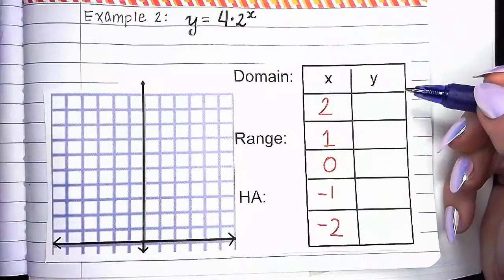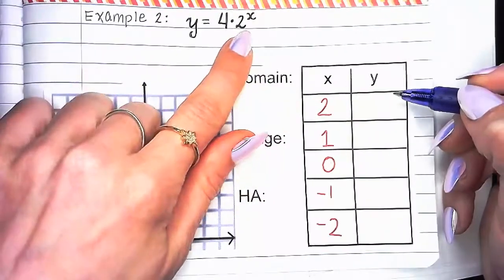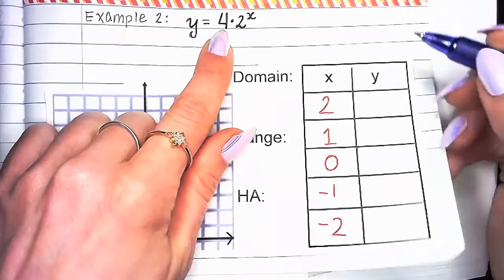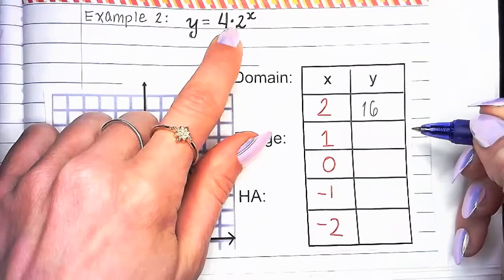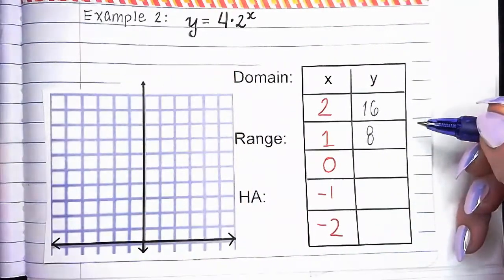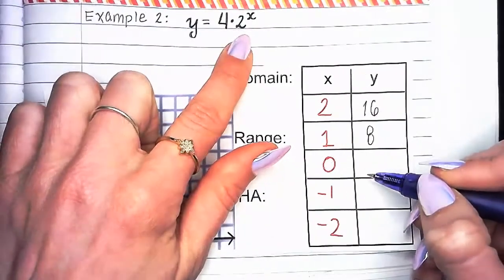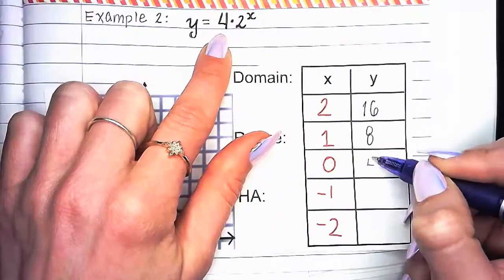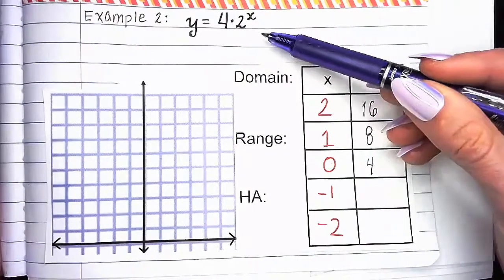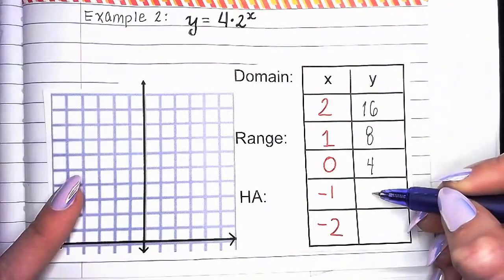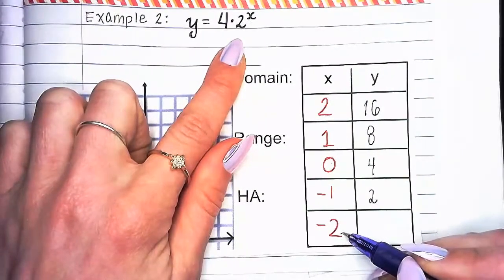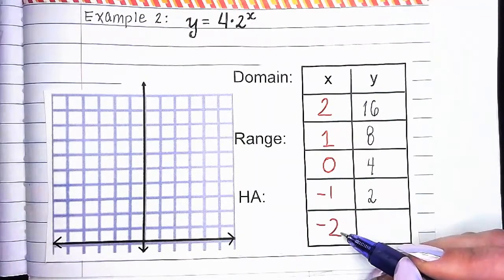Let's make a table of values for example 2. For example 2, if I filled in 2 for x, 2 to the second power is 4 times 4 is 16. 2 to the first power is 2 times 4 is 8. 2 to the 0 power is 1 times 4 is 4. 2 to the negative first power is 1/2 times 4 is 2. 2 to the negative second power is 1/4 times 4 is 1.